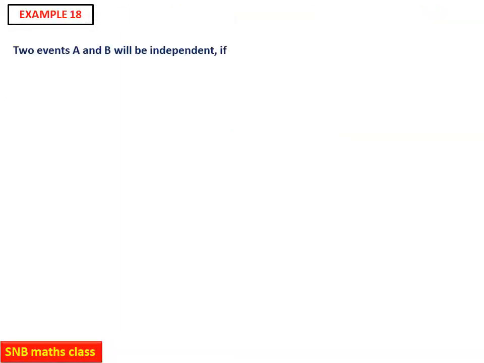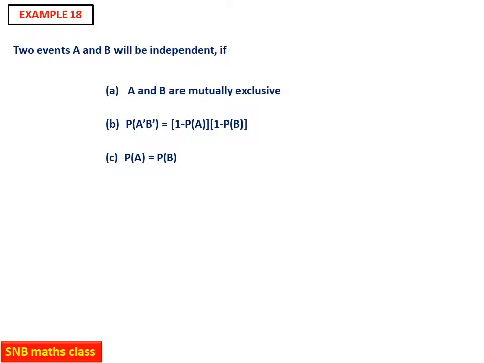This is the last question. This is also a multiple choice question. Two events A and B will be independent if: A, A and B are mutually exclusive. Second, probability A complement equals probability B complement. Of course, you have to understand here A complement and B complement. And the third one is probability A equal to probability B. And the last one is probability A plus probability B equal to 1. So whenever two events are independent, which one of the following is correct?